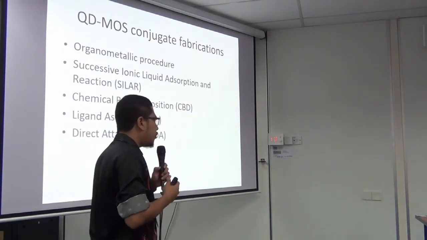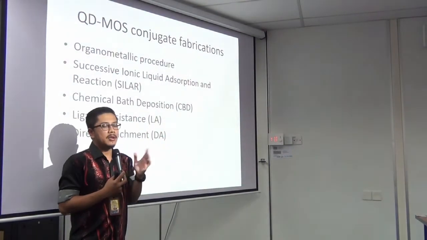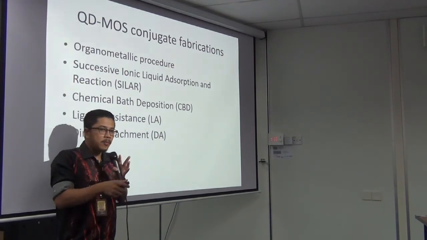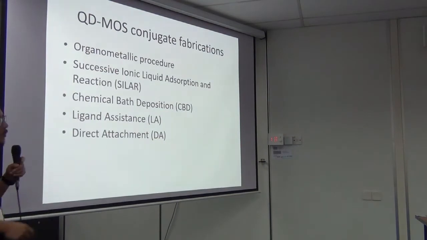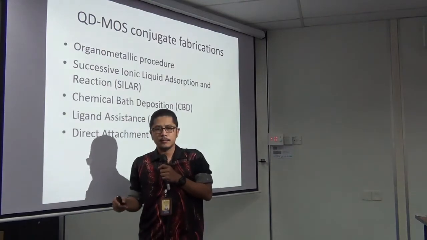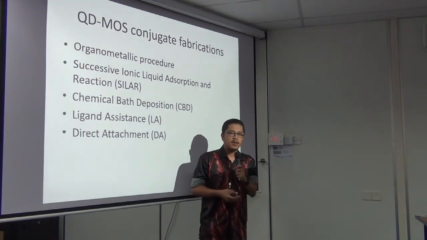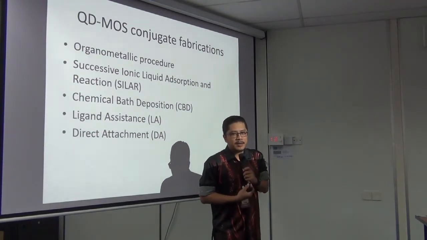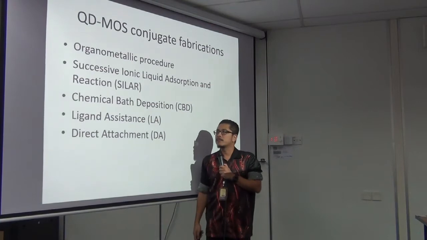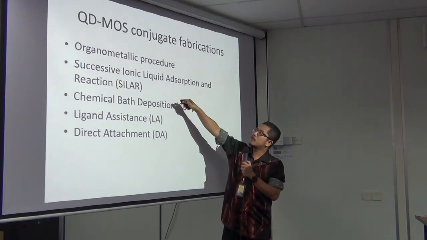These are the types of conjugate fabrication, if we have solved the problem of the quantum dots and the electrolyte. So let's say we want to fabricate the quantum dots attached onto the surface of TiO2. We have these 5 procedures. The first one is the organometallic procedure, or OM. The second is successive ionic layer adsorption and reaction, or SILAR. We have chemical bath deposition, or CBD, ligand assistance, LA, and direct attachment, DA. This one is without ligand, this is with ligand, this is without ligand, and also without ligand.